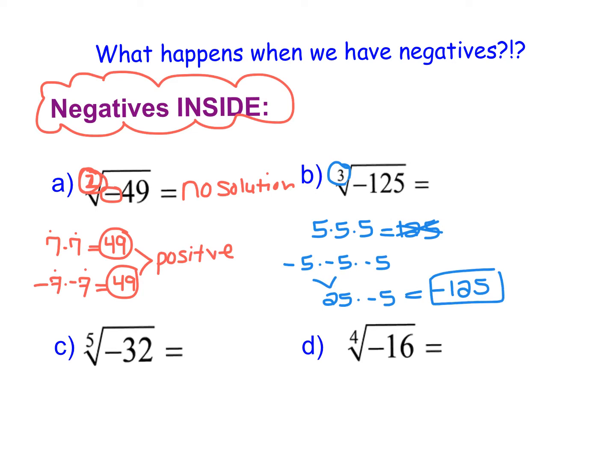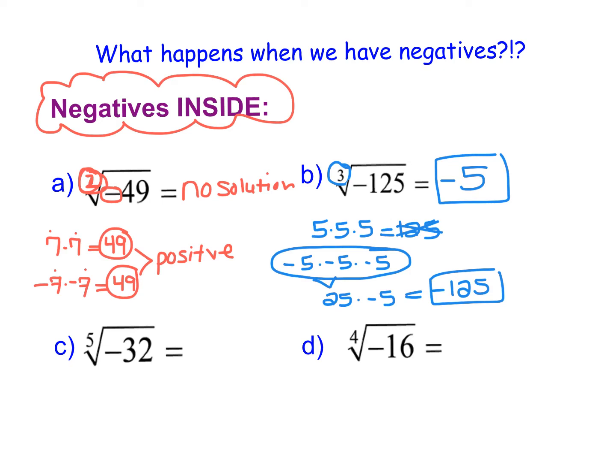So essentially what I see here is, if I multiply negative 5 by itself an odd number of times, the answer results in a negative number. So what I can do here is I can say, okay, well, what number times itself is a negative 125? It is a negative 5.